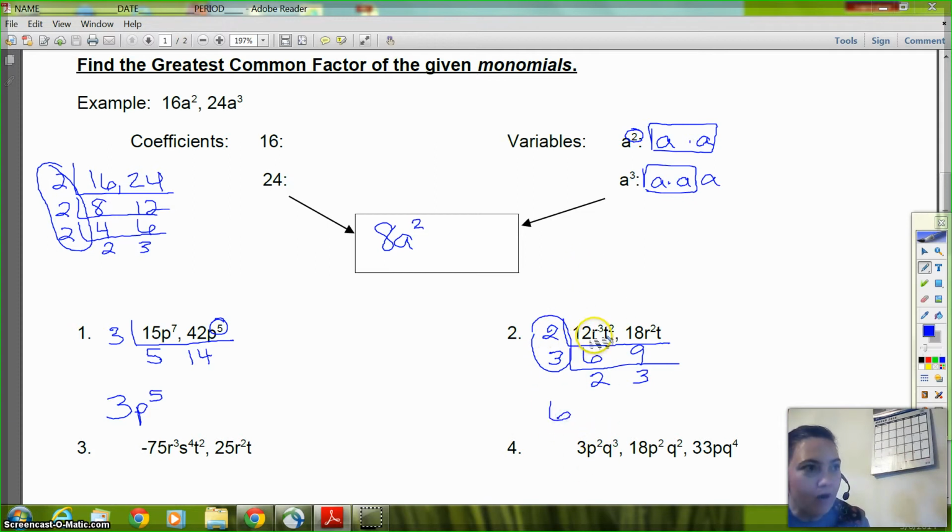Now I want to look at my r's, and I want to look at the smallest exponent, and it looks like I've got a 2. So the common r is going to be r squared. And then I want to look at my t's, and I want the smallest exponent, and this one's going to be my smallest exponent because it's actually to the first power. So they at least have one t in common. So 6r squared t becomes my greatest common factor.